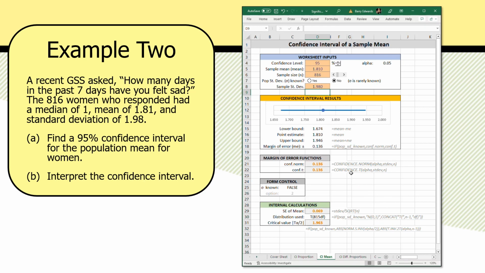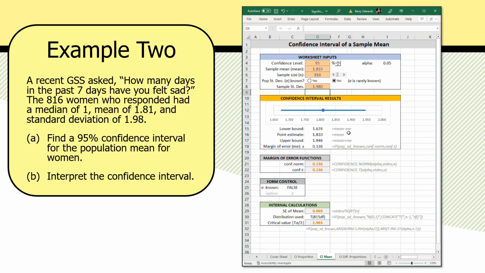We can see it plotted here. The point estimate is the mean, 1.81. The lower bound of the 95% confidence interval is 1.674, and the upper bound is 1.946. So this range is the plausible range of the population parameter. So that would be for part B.